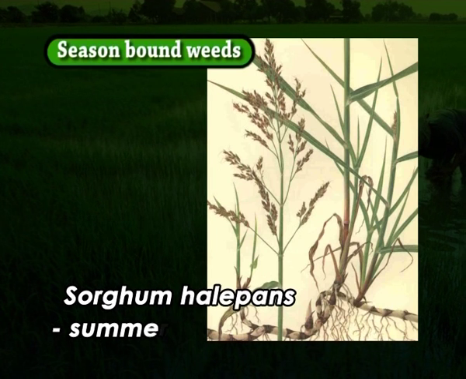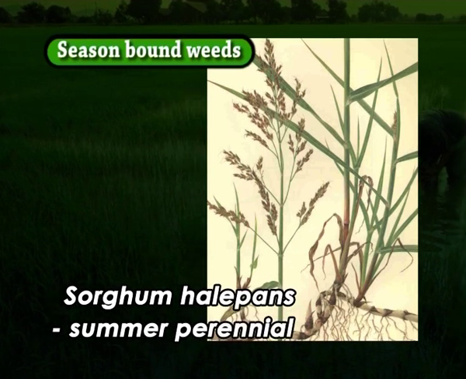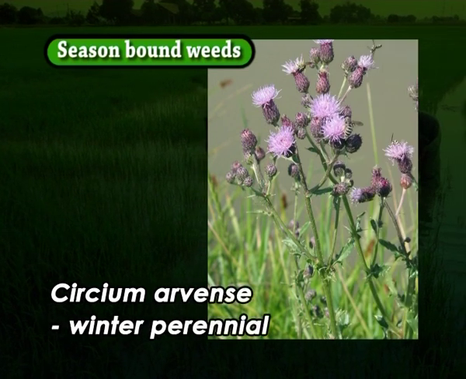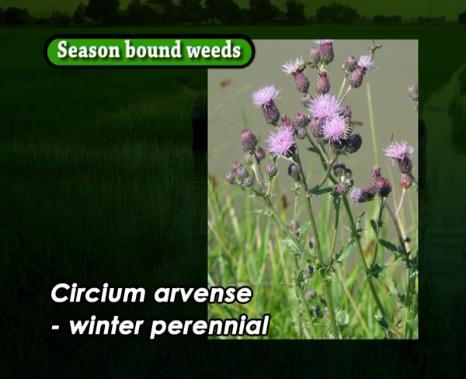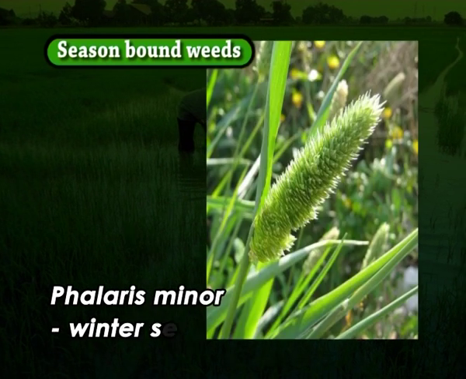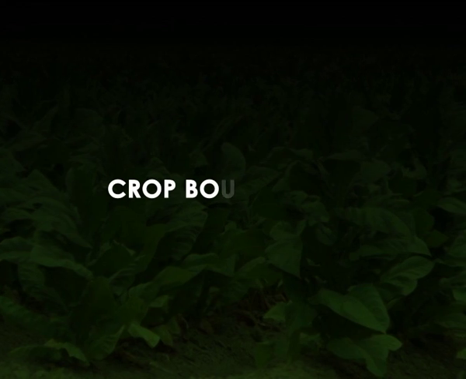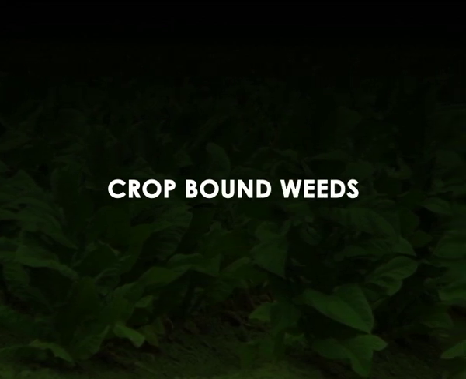For example, Sorghum halepense is a summer perennial, and Cirsium arvense is a winter perennial. Phalaris minor is a winter seasonal annual. And number B, crop-bound weeds.